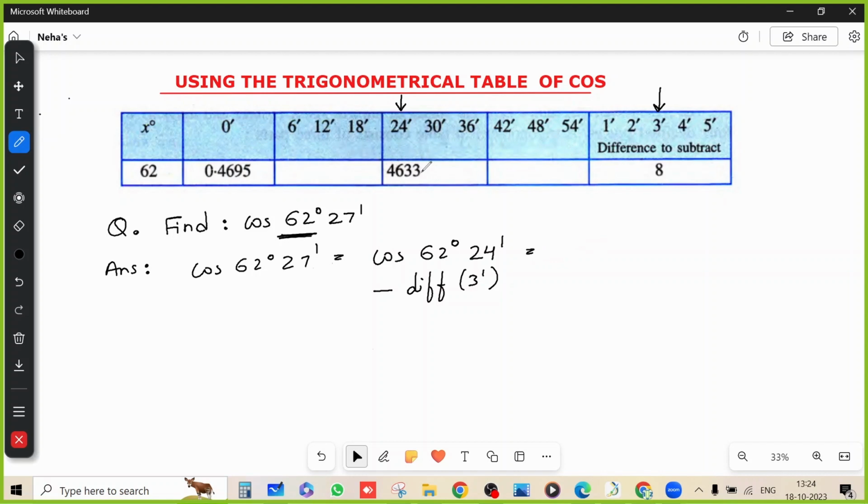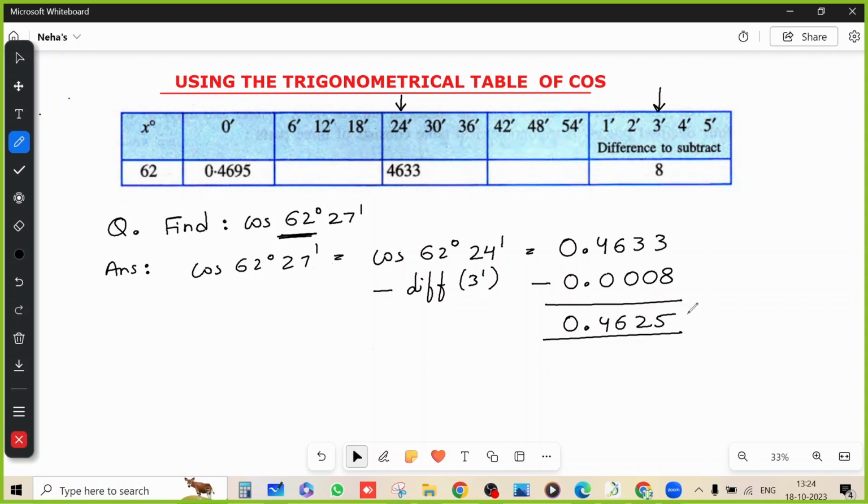The value here is given in this form, but it will have 4-digit decimal places. So the value is 0.4633. The difference here is 0.0008, and for cos we will be subtracting the value. In case of sine and tan we had added the value. So now find the difference and you will get the value as 0.4625. So the value of cos 62 degree 27 minute is 0.4625.